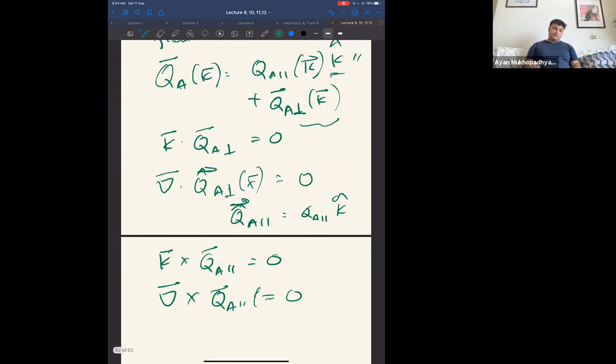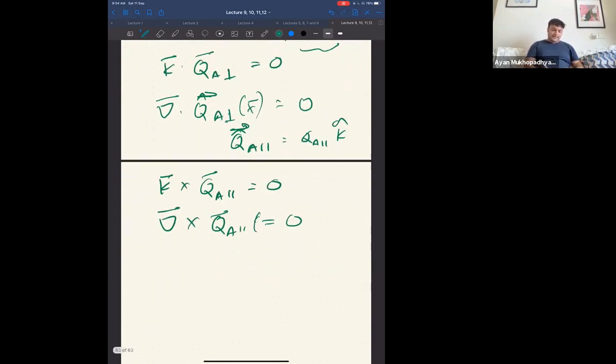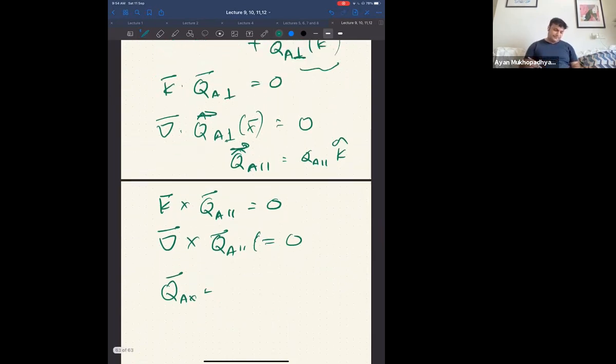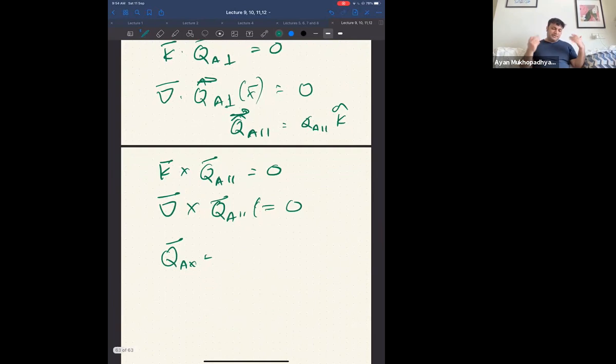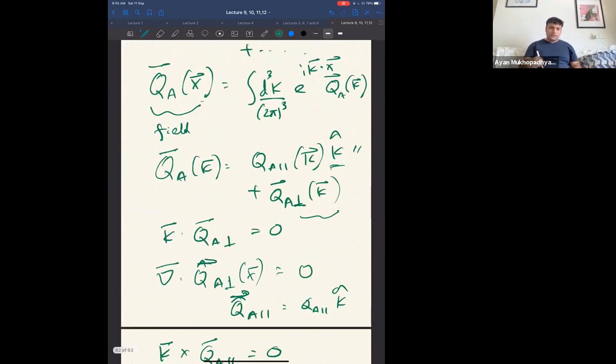So you can always decompose any vector field q_a(x) into something that is divergence free and something that is curl free. This is a unique decomposition that's obvious in Fourier space. Well, you're assuming that all of these things have a well-defined Fourier transform. So if you don't follow all this, it's fine.